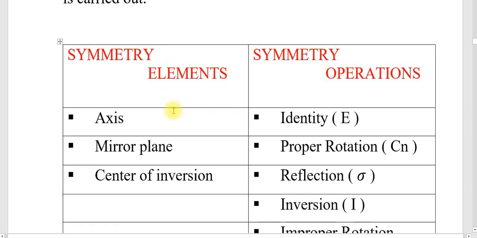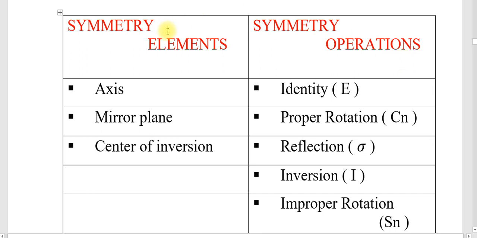The symmetry elements may consist of certain axes, a mirror plane or a center of inversion. And the other one, symmetry operations. The symmetry elements and symmetry operations are different concepts. Symmetry elements consist of certain axes that make the changes from one orientation to the other. Next is the mirror plane and the other is the center of inversion. But in the case of symmetry operations, more importance is given to that concept. That is not in your syllabus.